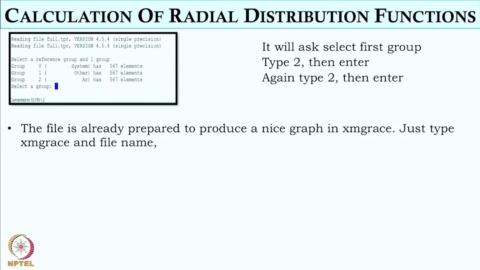So the rdf.xvg file is created. When you open that XVG file, it is a correlation function between argon atoms. Does it average over all the 567 atoms? Yes, it is averaged over all the atoms, 567.